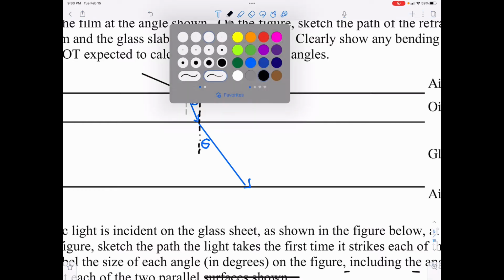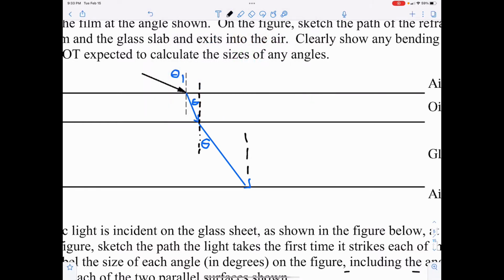And then finally, I'm going to create a new normal here. And this exiting angle should be exactly the same as this parallel angle here. Just like that.